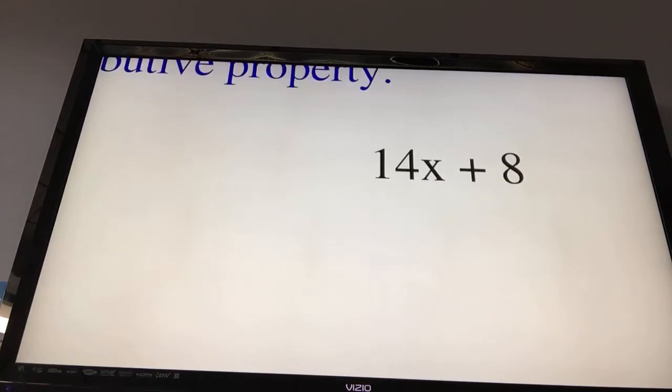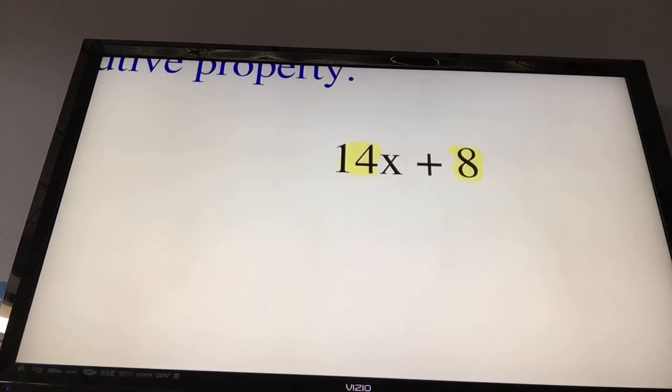All right, question 2. Common number, common factor of 14 and 8 is equal to how many? 2. And I divide. 2 divided into 14 is 7. My x comes down, plus comes down. 2 divided into 8 is 4. And that's all your answer is going to be? That's my answer.